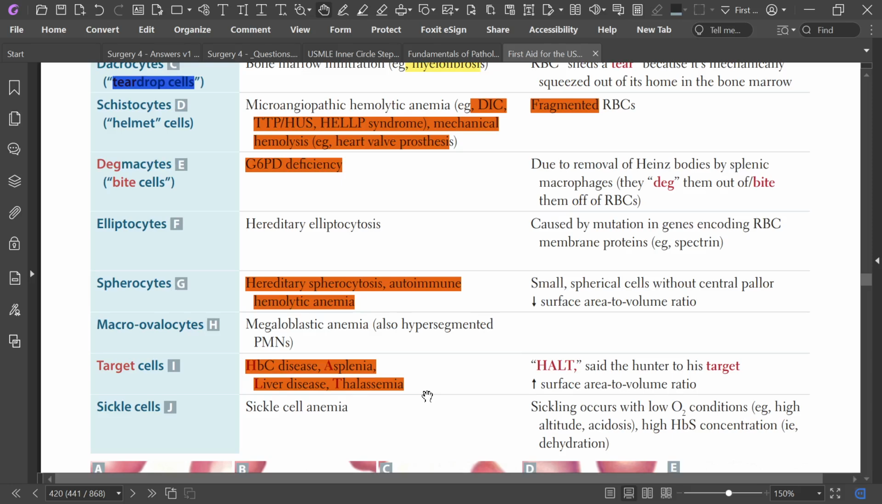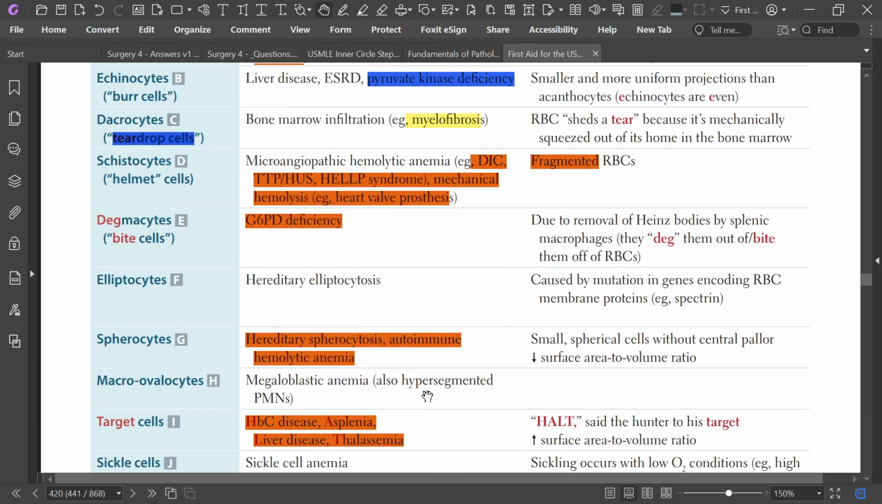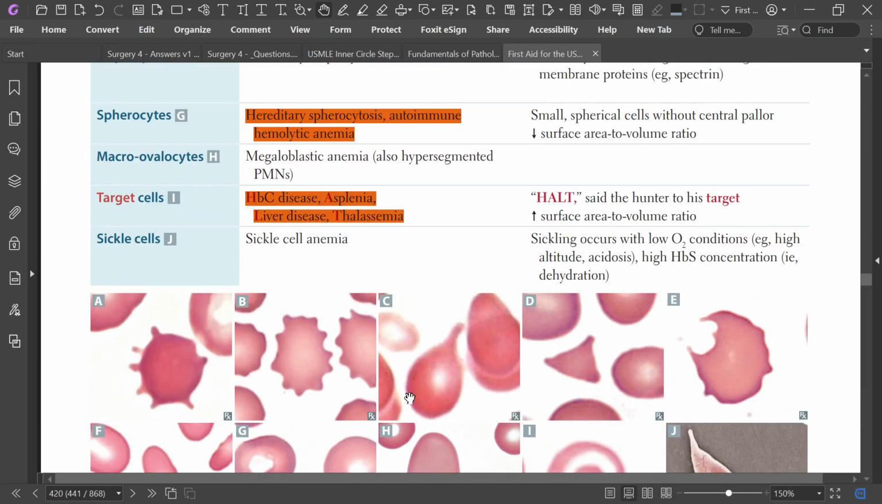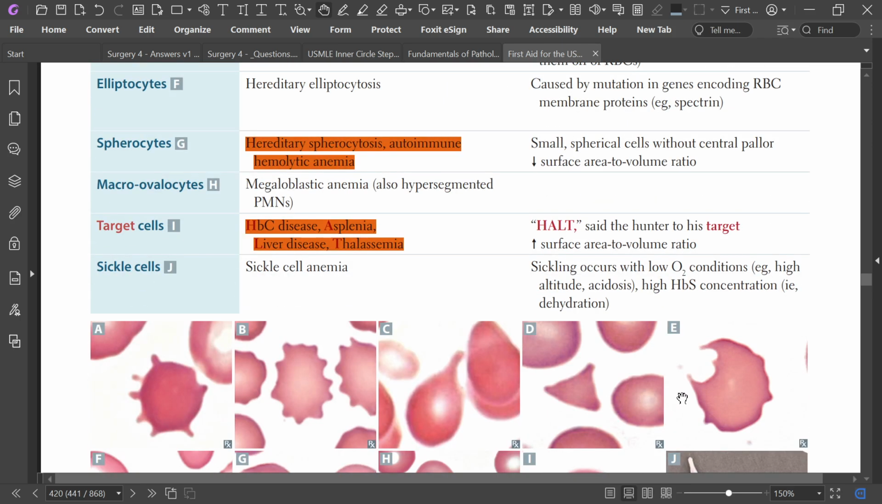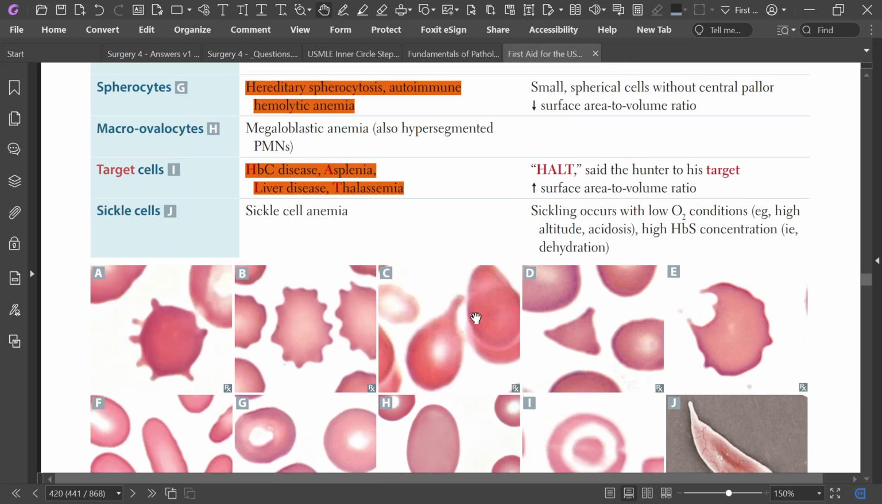Sorry, C is dacrocytes. It looks like a teardrop cell, but this one looks like a helmet cell, and this one looks like a bite cell. E is a bite cell or degmacyte. This is a helmet cell. DIC, TTP, HUS fragmented RBC. This looks like a teardrop cell.